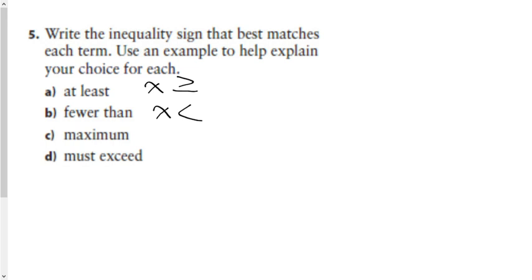Maximum means you can't go past it. So it must be less than or equal to, because that would be the maximum it can be. Anything else underneath that is fine. And must exceed, all numbers must be greater than. So those are your 4 symbols for question 5.